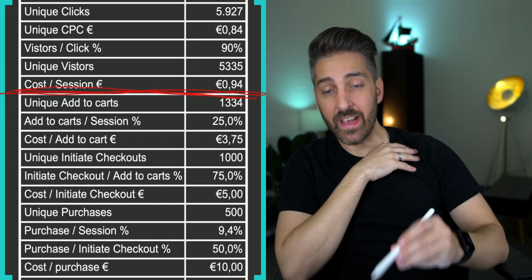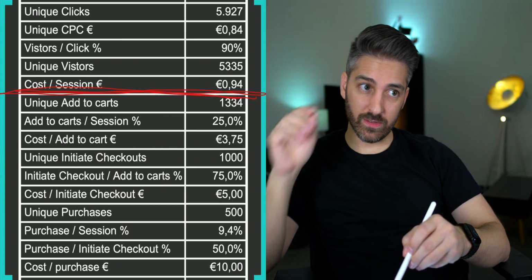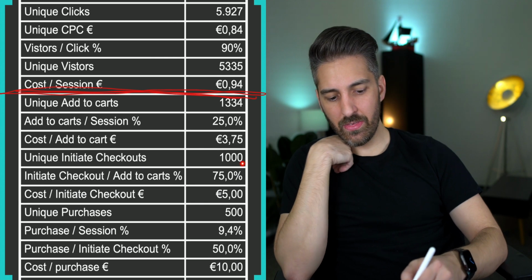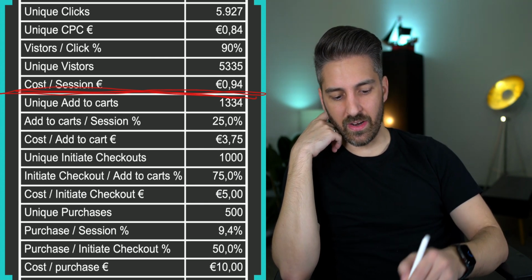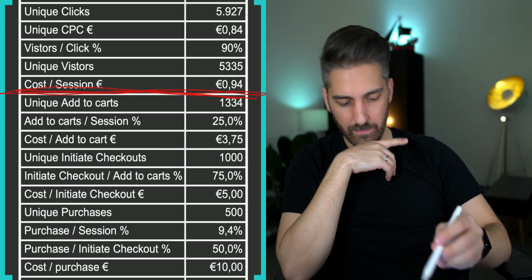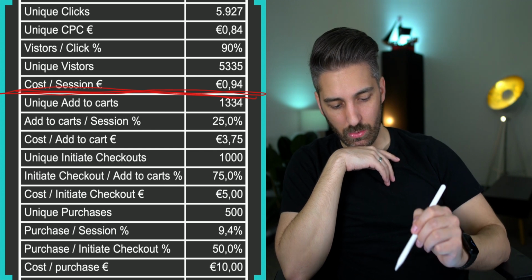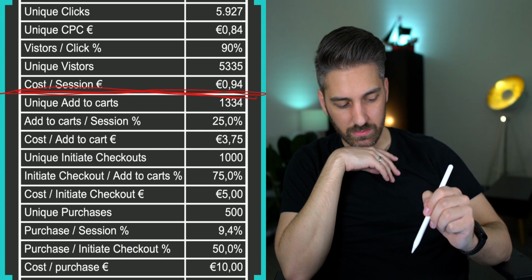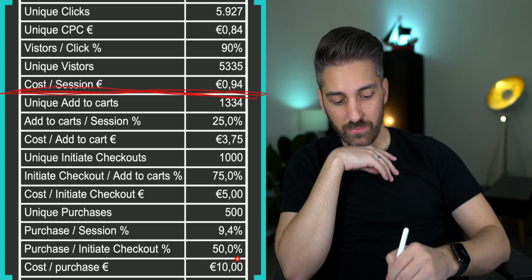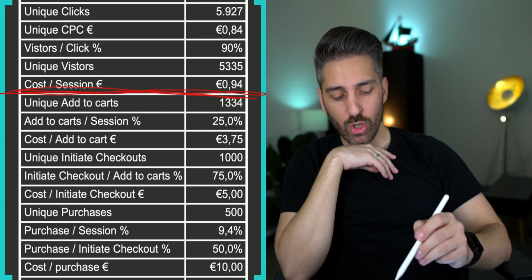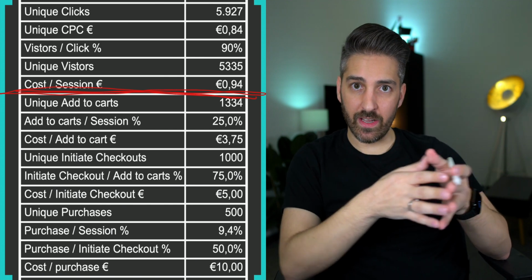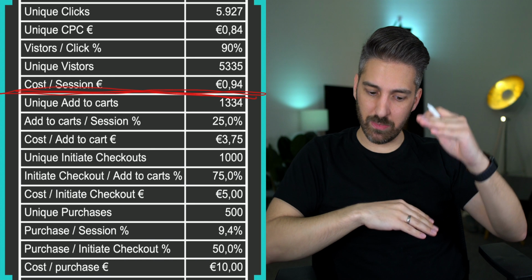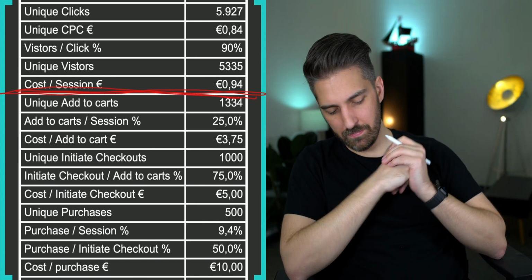A unique checkout, that is the action after a person puts several things into their shopping cart and then initiates the checkout, 1,000 people reach. So 75% of people do that, and that costs us €5. And 500 people out of that 1,000 actually manage it. So 50% of people who initiated the checkout also buy something. In the example before, this number was much higher, but this is more reasonable.